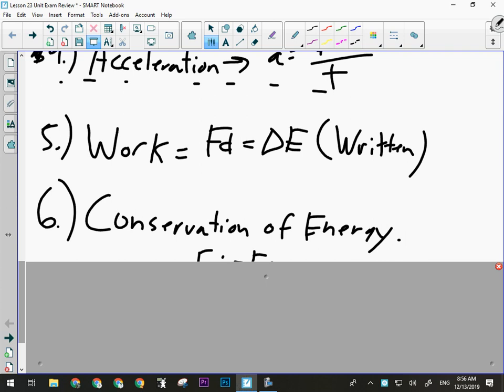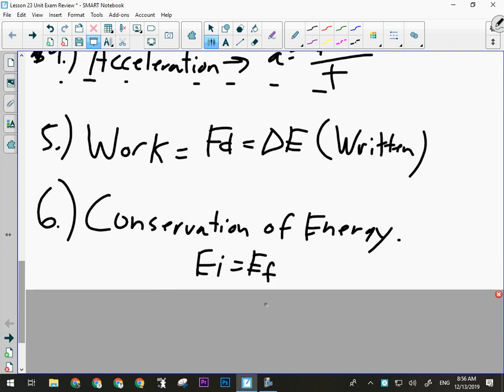Conservation of energy, it seemed like we were kind of getting that. People were getting through that. So you'll get some kind of conservation of energy problem. Ei equals Ef. You know, roller coaster or sled on a hill or something like that, and being asked to solve for hi or hf or vi or vf, one or the other.